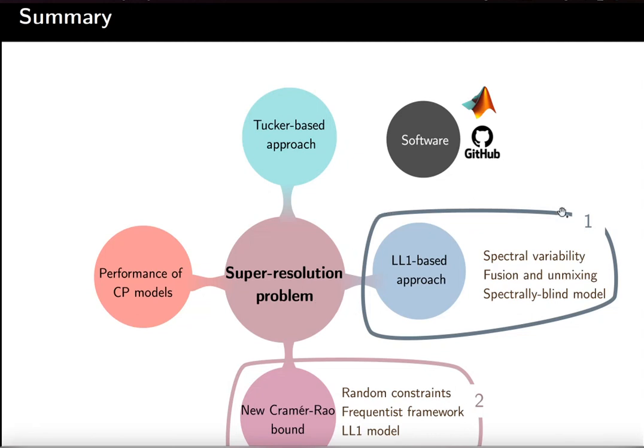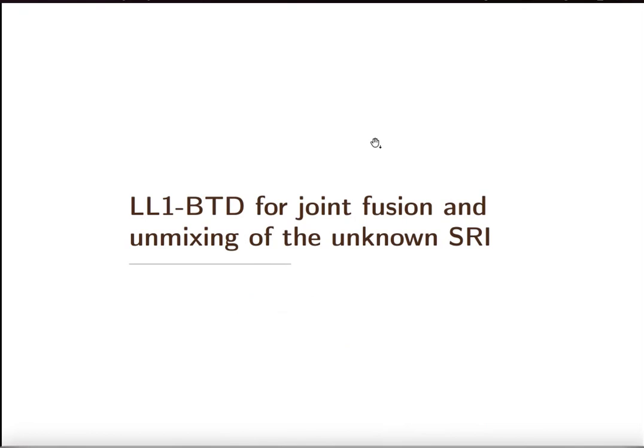In the following part, I will introduce an approach to the super-resolution problem that is based on the block term decomposition. It accounts for spectral variability, and it is able to solve the fusion problem, but also the unmixing problem of the super-resolution image. And if time permits, I will say a few words on the statistical performance of this approach, using a Cramer-Rao bound that is able to account for random equality constraints. So now let me jump to the first part, which is my approach based on block term decomposition for joint fusion and unmixing of the unknown super-resolution image.